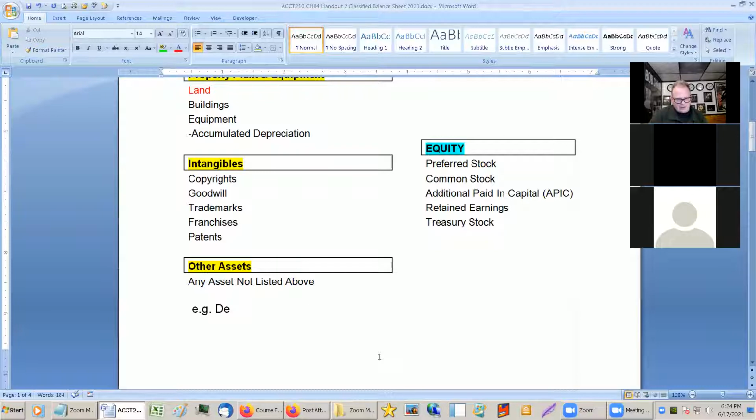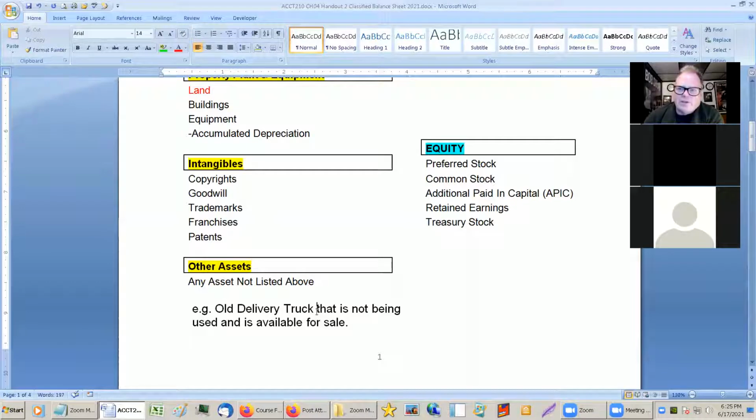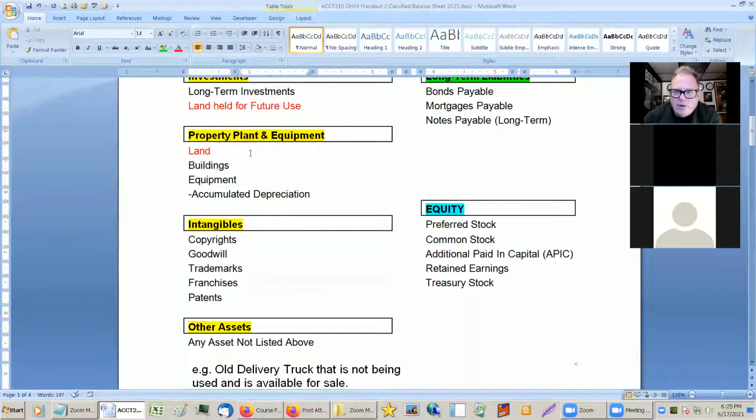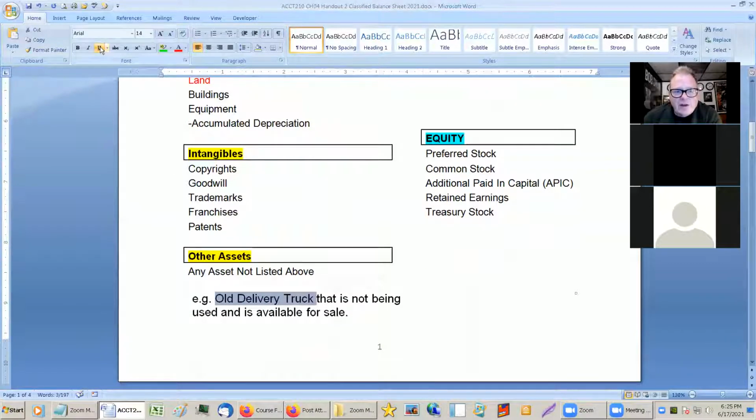Let's say you have an old delivery truck that's not being used, it's available for sale. So you have this delivery truck, you're not using it anymore, you're trying to sell it. That would be in other assets, until you sell it and it turns into cash. The cash would just be a current asset. But this old delivery truck, you're not using it, so it's not going to be in property, plant, and equipment. You're just trying to get rid of it, so that would be another asset.